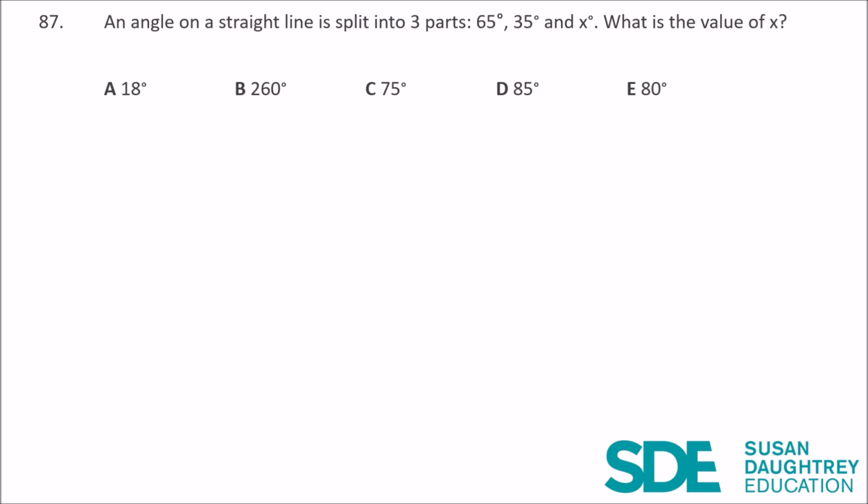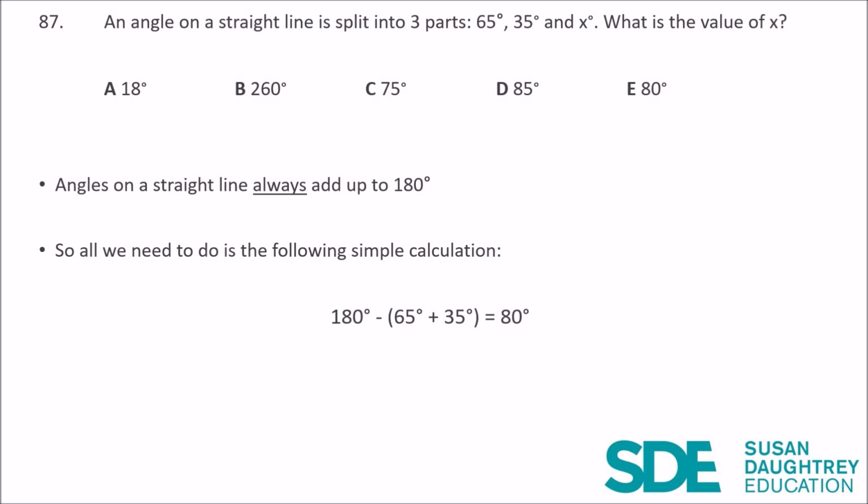An angle on a straight line is split into 3 parts, 65 degrees, 35 degrees and x degrees. What is the value of x? Well, angles on a straight line always add up to 180. And we're given 2 of the angles, 65 and 35 degrees, so we know that those 2 alone will add up to 100 degrees. So all we need to do is the following simple calculation.